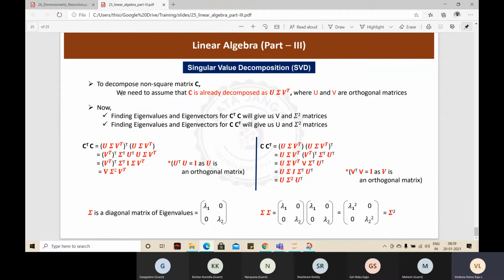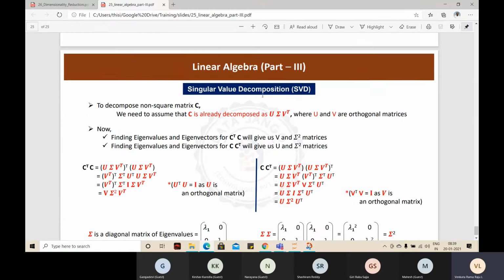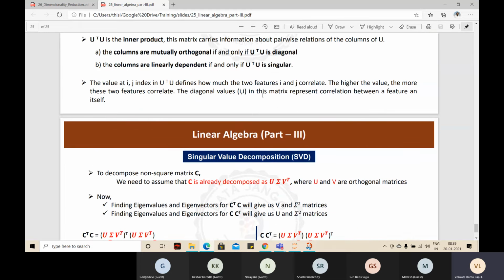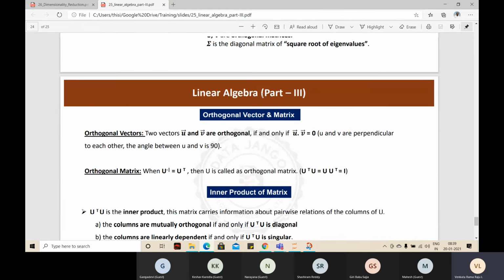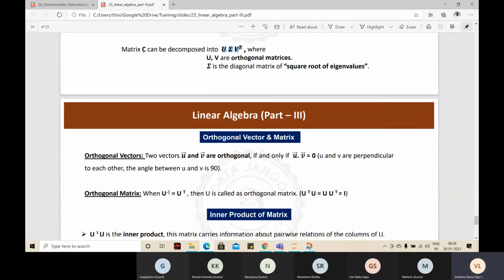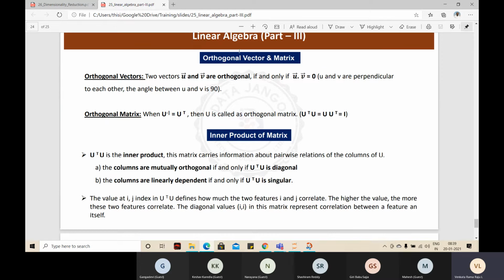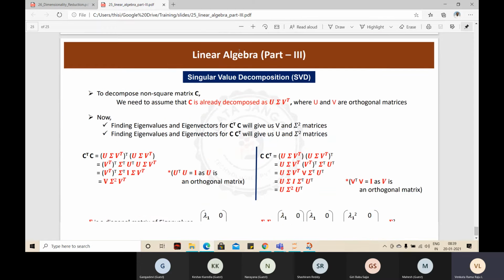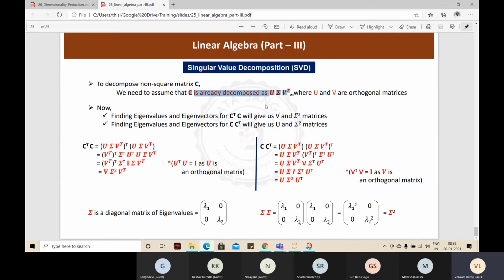We need to assume that C is already decomposed as U sigma V transpose. Our goal is to decompose the C matrix into U sigma V transpose. But what I'm saying is, assume that the matrix is already decomposed into U sigma V transpose, where U and V are orthogonal matrices.